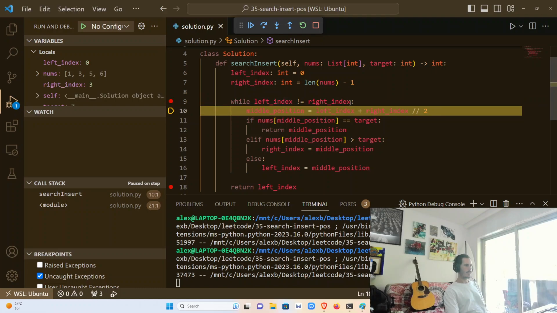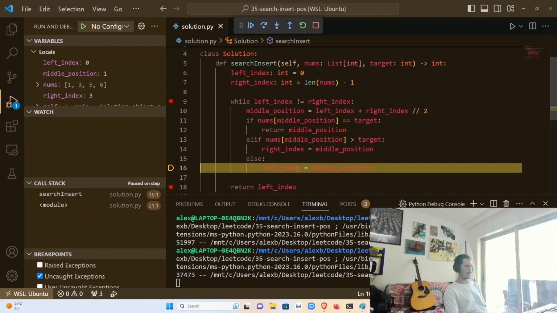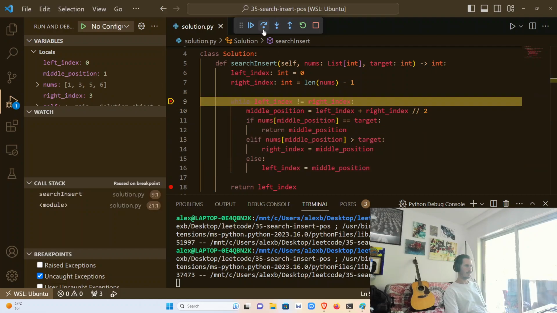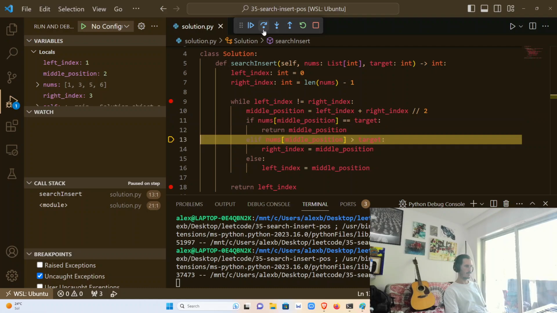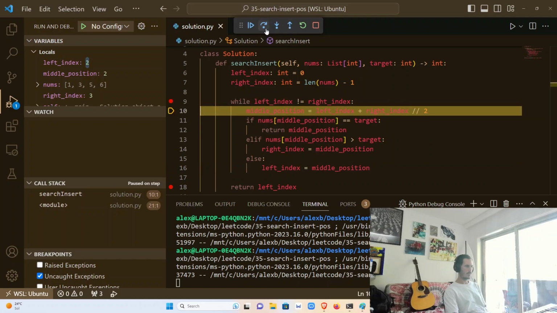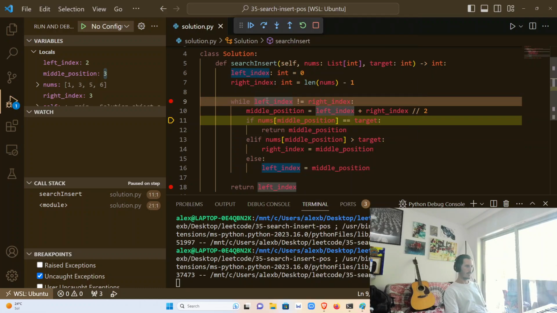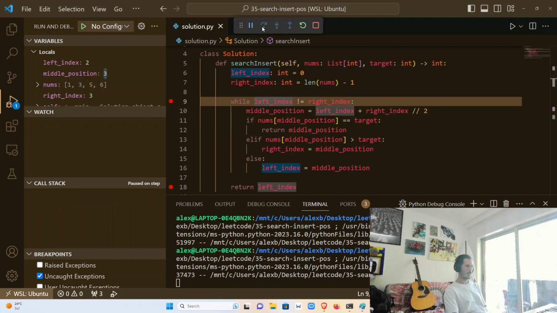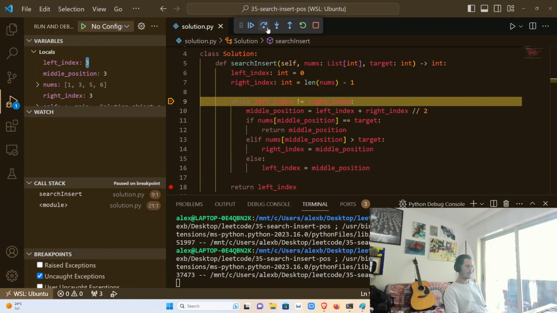So left index 0, right index 3. Of course, we're going to update the left index to become 1. So now the left index becomes 2. The right index is still 3. 2, 3. And the middle position is 3. So they're the same.